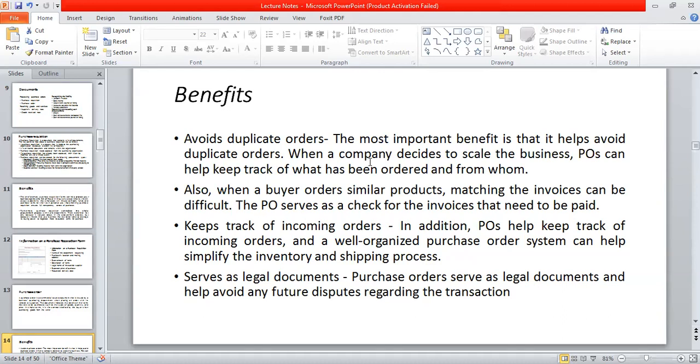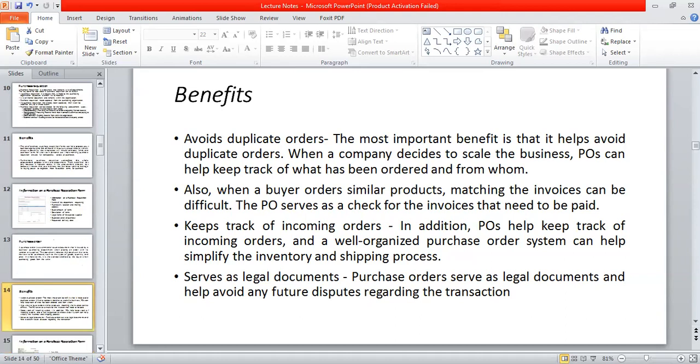It also serves as a legal document between the supplier and the purchasing department. And it can also help avoid any future disputes regarding the transaction. So in the case that there's a dispute, the department can always refer to its records of purchase orders. And this can help to clarify any disputes that can arise.